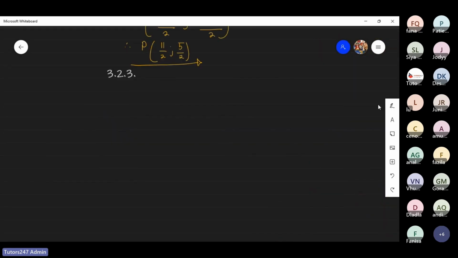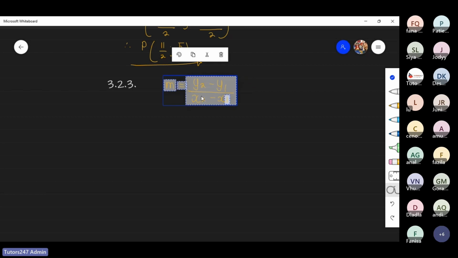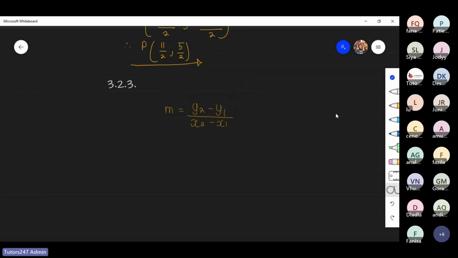So we previously did a few examples on gradient. We know that our gradient formula is M equals y2 minus y1 over x2 minus x1. Before we plug in our points into our gradient formula, let us determine our x1, x2, y1, y2 values. We know that B is -1 and -4. D is 8 and 5. So I'm going to make B my x1, y1 values, and D my x2 and y2 values.